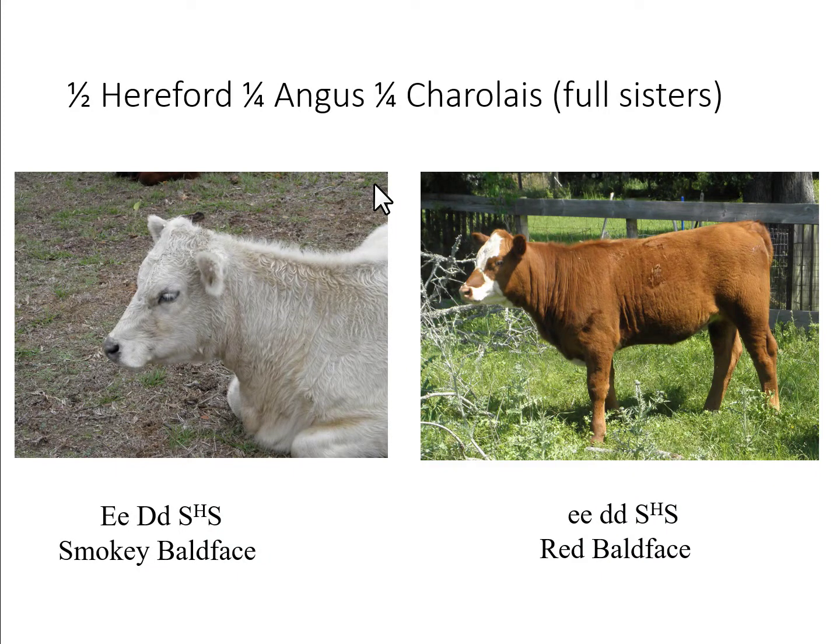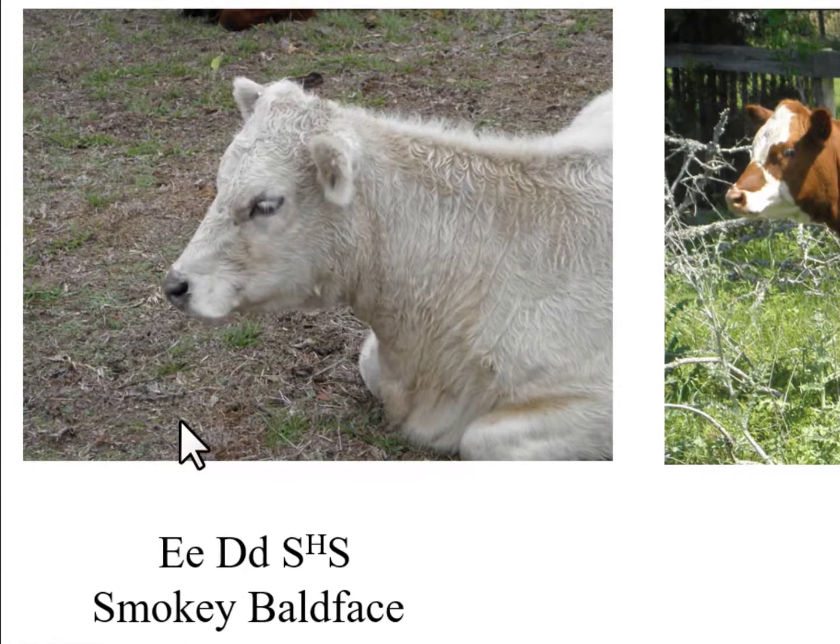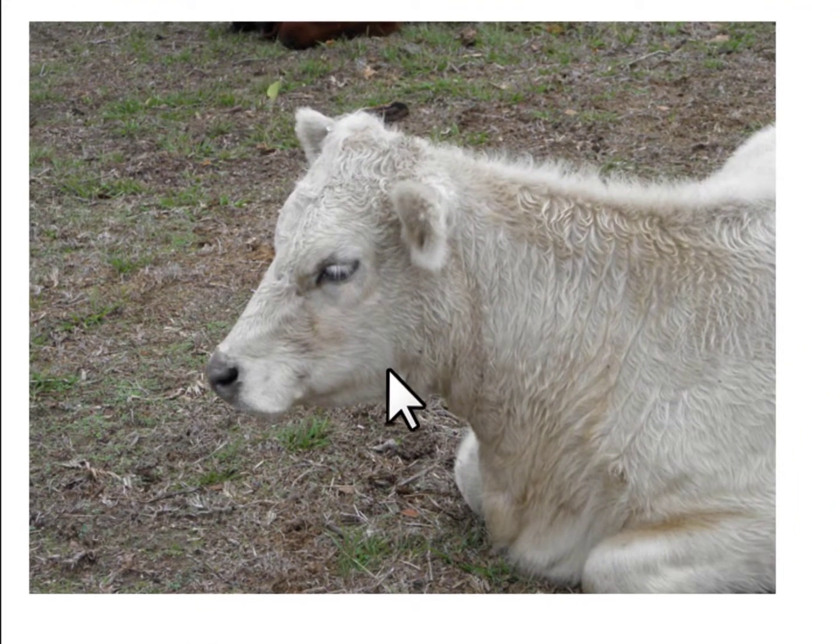This picture is just to show how much variation we can see in our colors even between full siblings. We have a half Hereford, quarter Angus, quarter Charolais, full sisters. Here we see a smoky bald face. She has a big E, big D, and then an SH, big S. You can see here that she is whiter on this part of her face than the rest of her.